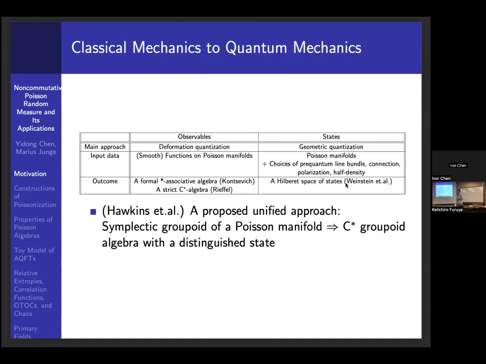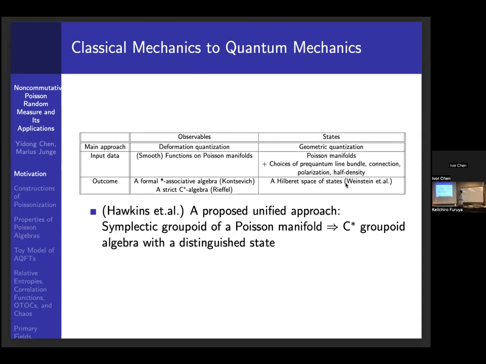And on the state side, you have your geometric quantization. In this case, the input data is more complicated. It's not just the Poisson manifold. It's a Poisson manifold with some choices. You have to fix those data in order to carry out the geometric quantization. And the outcome, largely, the focus mainly is on a Hilbert space of states.